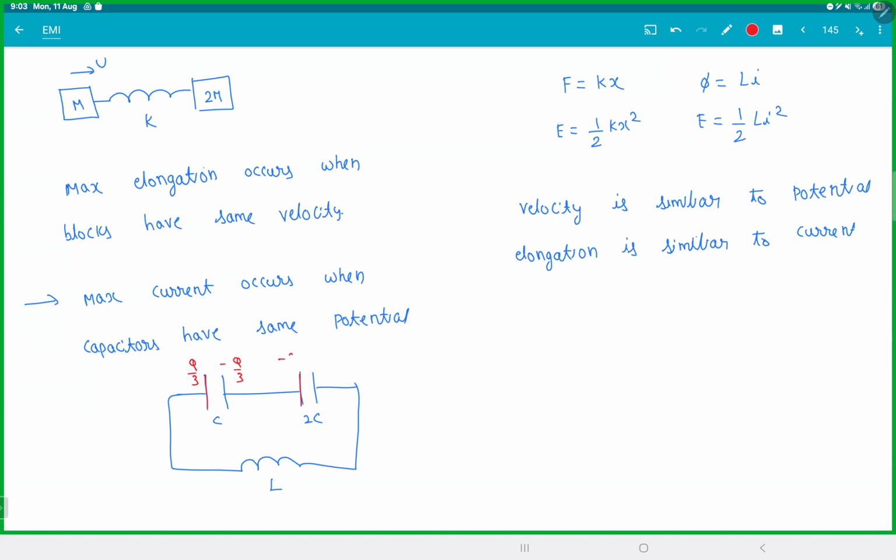This is another question I can ask you. What are the charges on the capacitors when there is a maximum current? At this point, current is max. So you can say Q square by 2C, the initial energy, equals Q by 3 whole square by 2C, plus 2Q by 3 whole square by 2 times 2C, plus half L I max square.